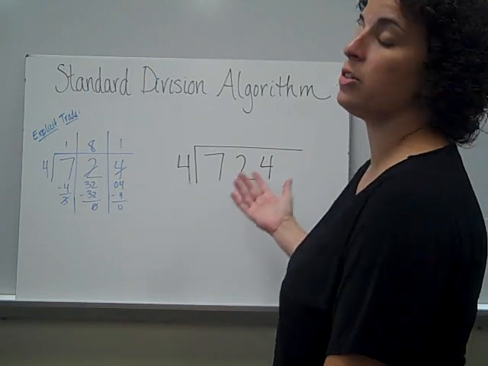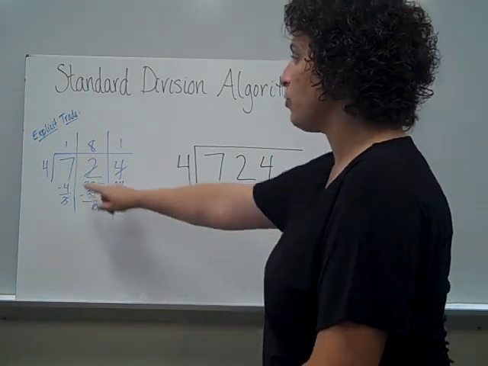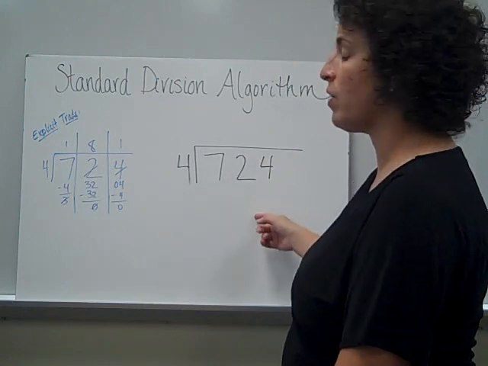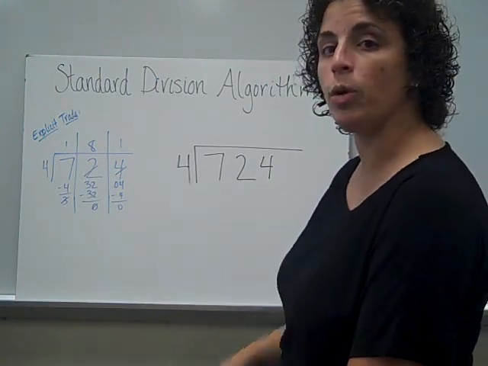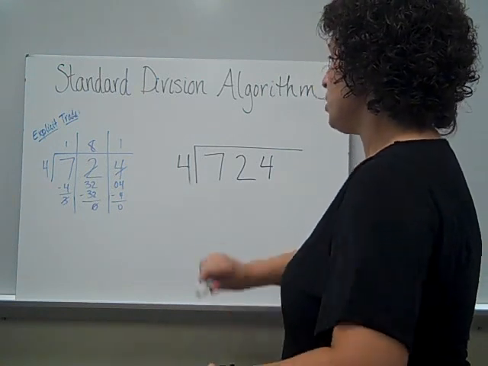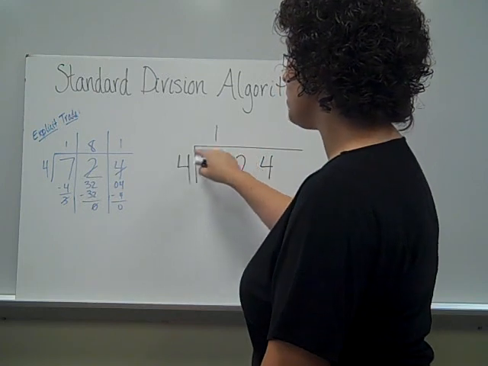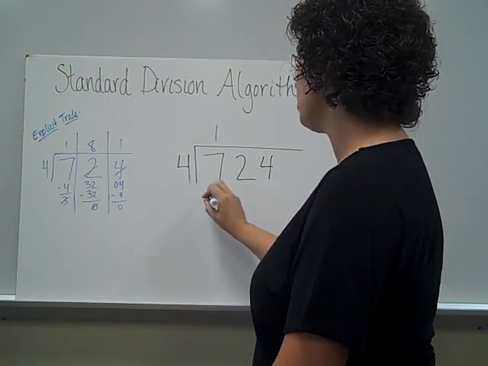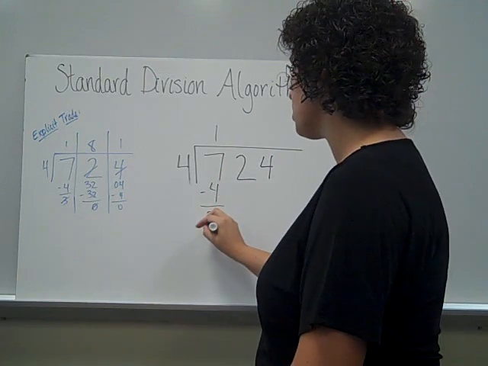In the standard division algorithm, the process is almost identical, except you see here that I don't have the lines dividing this number into the different place values. I'm still looking at one digit at a time. For example, 4 can go into 7 one time because 1 times 4 is 4. Still going to subtract. 7 take away 4 is 3.